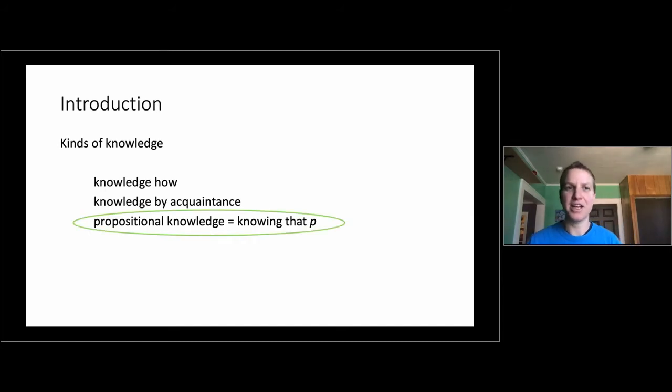That's the kind of knowledge we're looking at. So again, we're not talking about knowledge how, like how to play the piano or how to ride a bike. We're not talking about knowledge of familiarity, like knowing your best friend's stepmother. We're talking about propositional knowledge, that is knowledge of propositions, or knowing that something is the case.